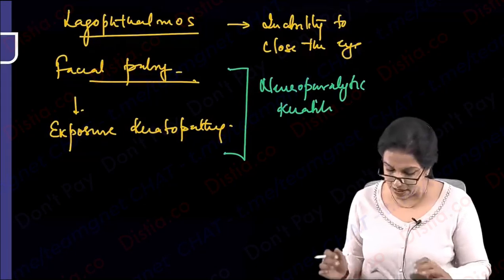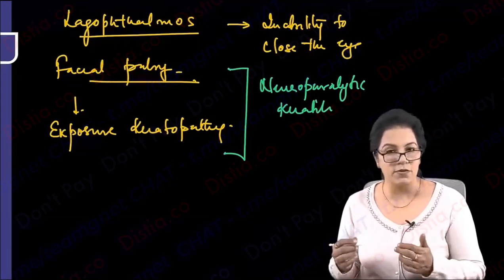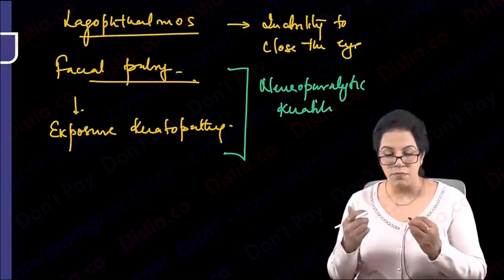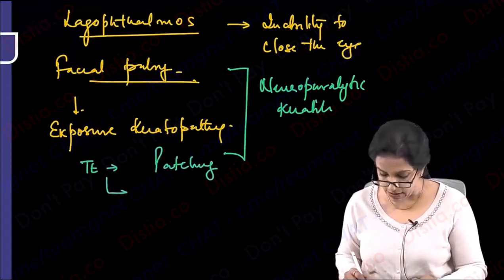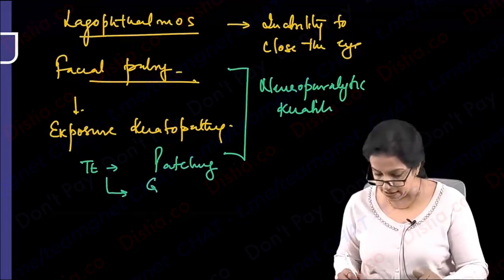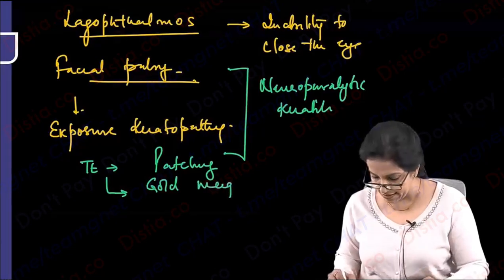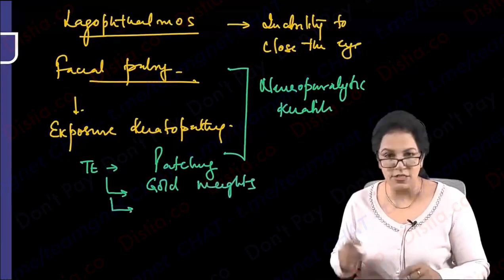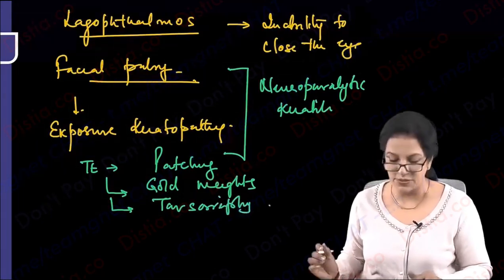Okay. So that was about lagophthalmos. And how do you manage lagophthalmos? We can go for some patching. There are also newer modalities: we have gold weights that can be put in the upper lid to droop it so that it closes. Otherwise, we have to just stitch the two lids together. What do we call that? Tarsorrhaphy, right?